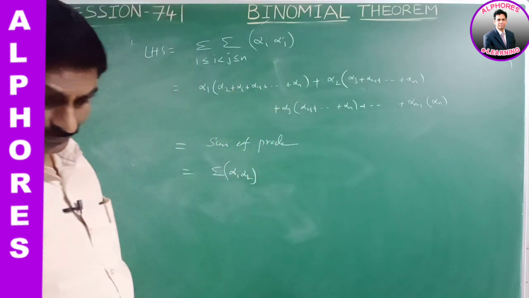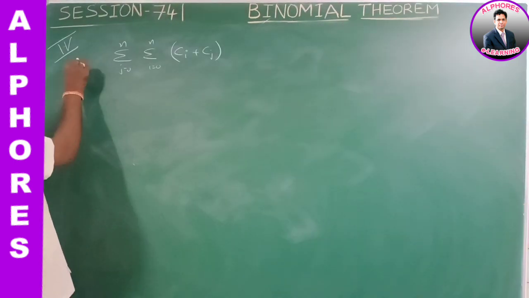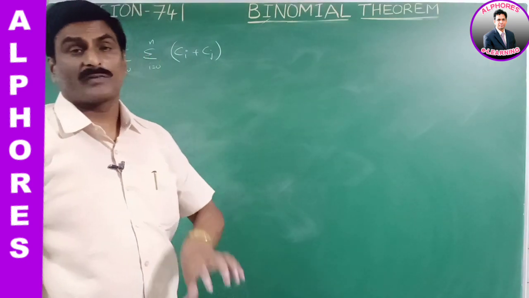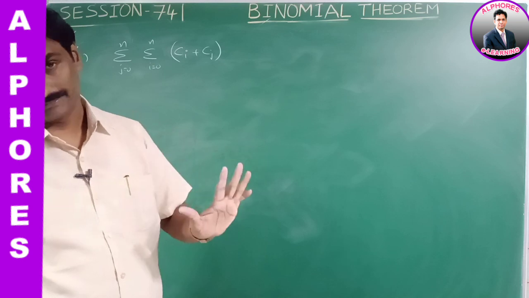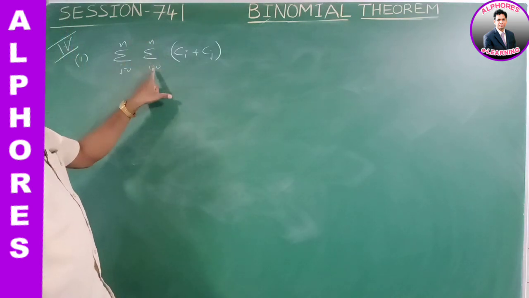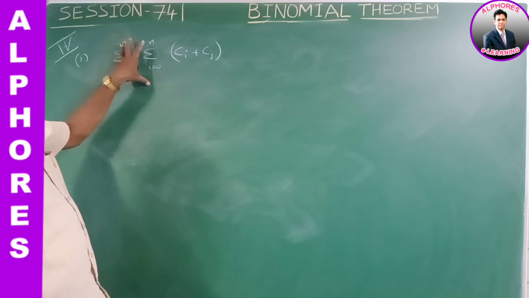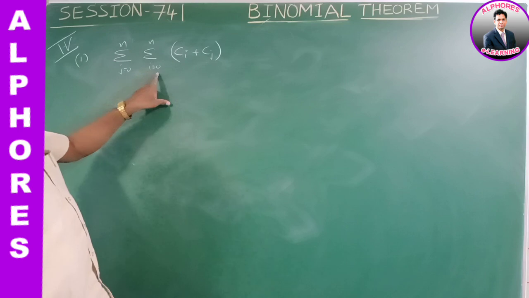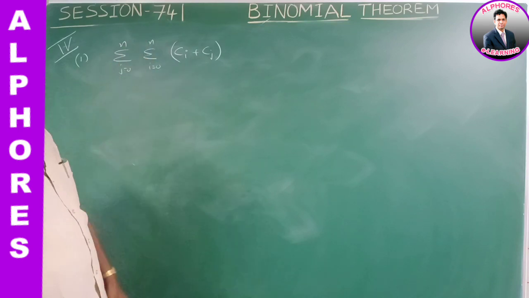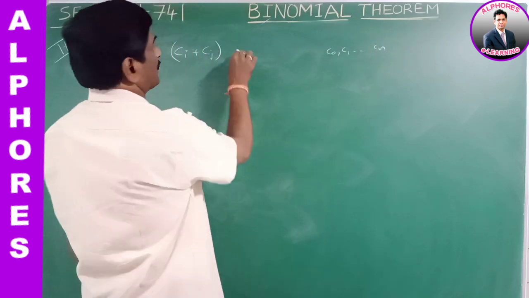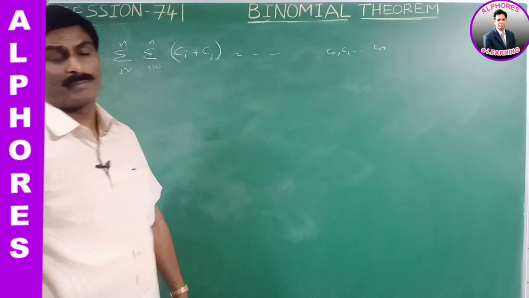Please write that value. Next, Roman number 4. Please write this problem. Very, very important. Double sigma notations. These are very, very important models for advanced level. Okay. Double sigma of I is equal to 0 to n, J is equal to 0 to n, C suffix I plus C suffix j, I is equal to 0 to n, J is equal to 0 to n, where C0, C1, so on, Cn are binomial coefficients.